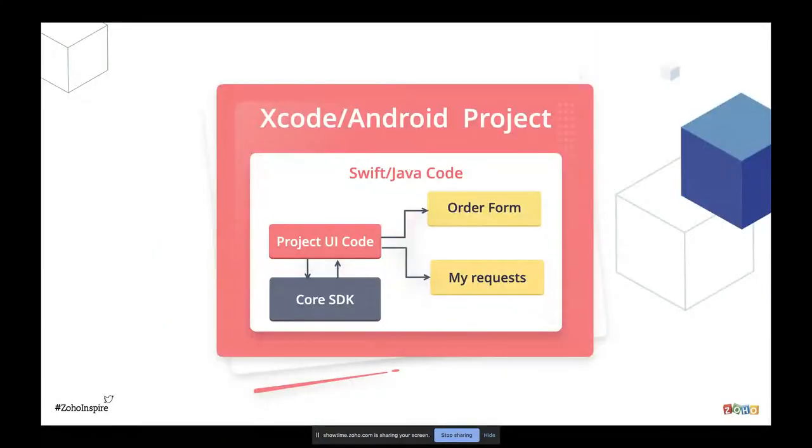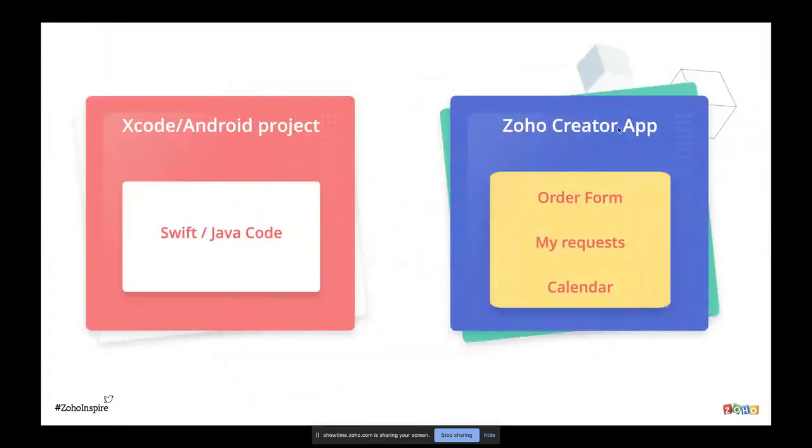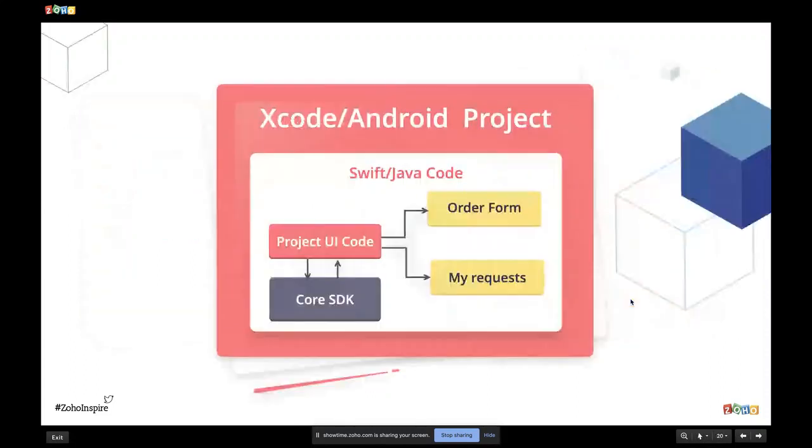So you build a project, you design the UI, and using the core SDK, the data transfer happens, and you have the components. In this example, we're showing the order form and the my request alone to be added into this application. This order management application, as you can see, has order form, my request, and calendar, but we're just taking a couple of components and adding them into the mobile application.